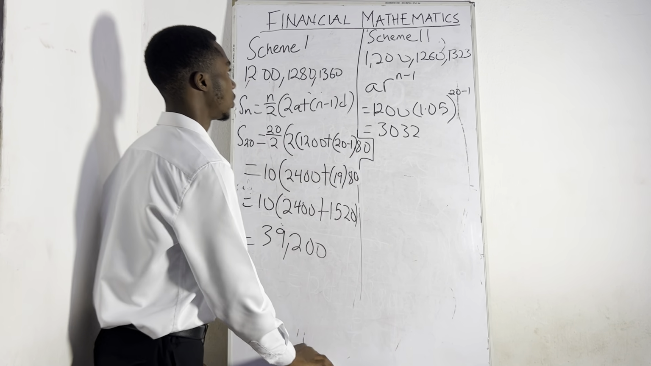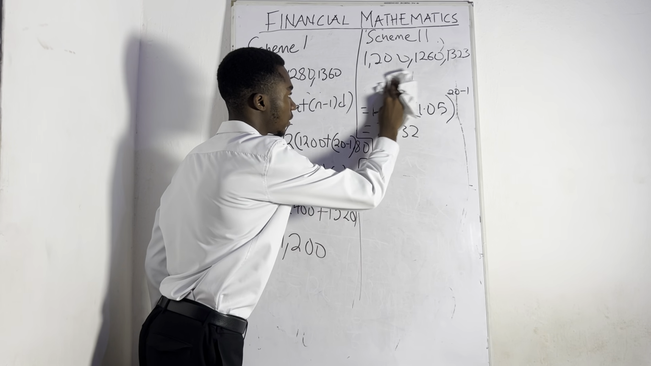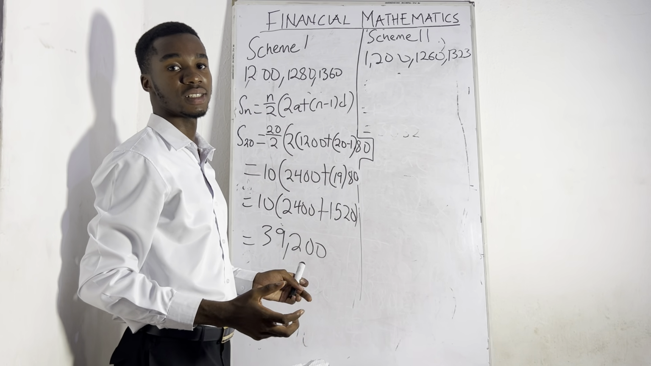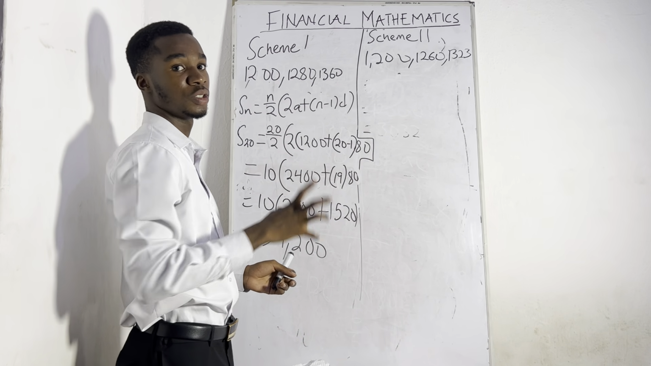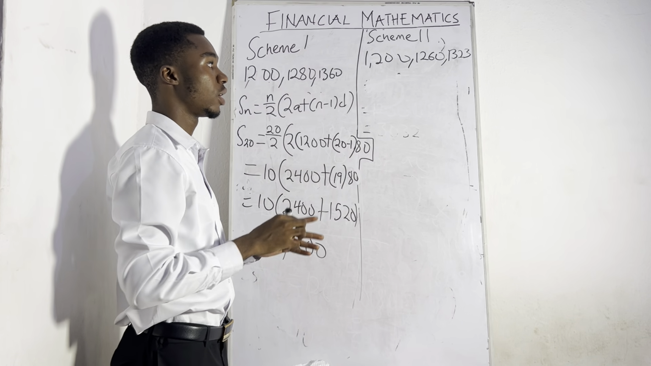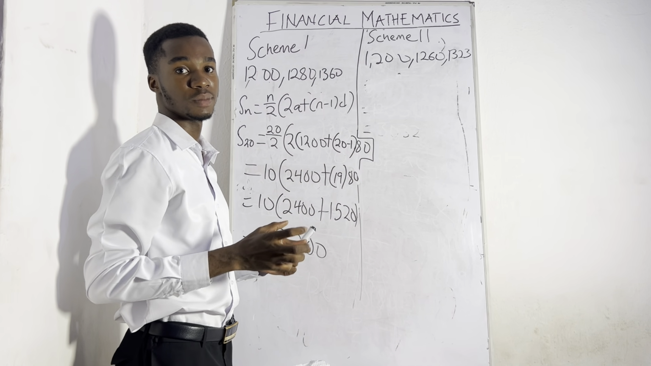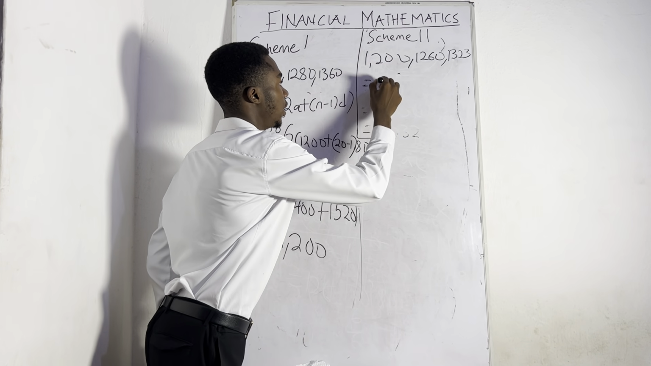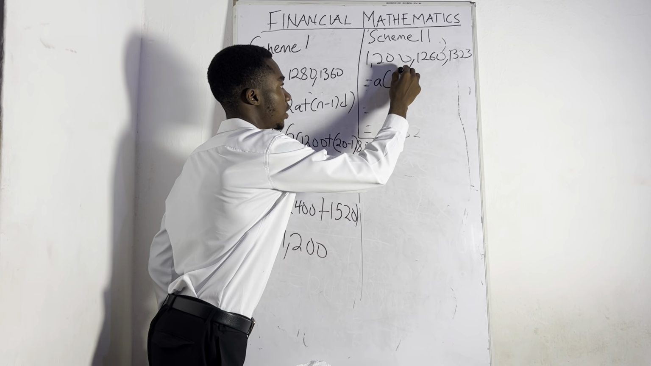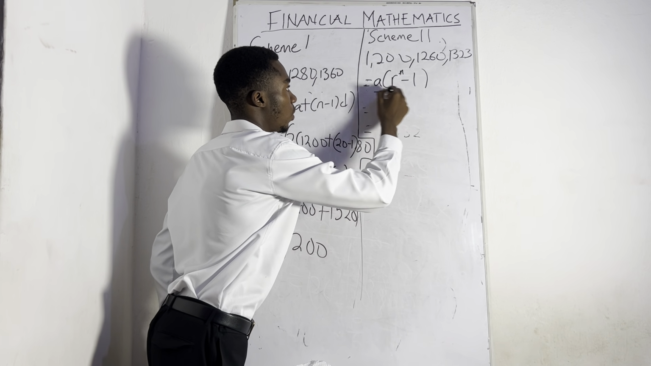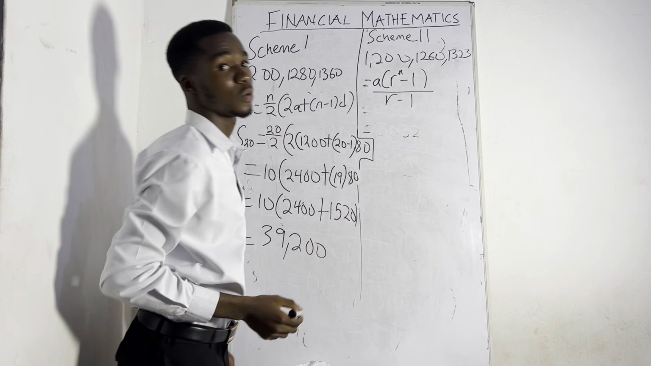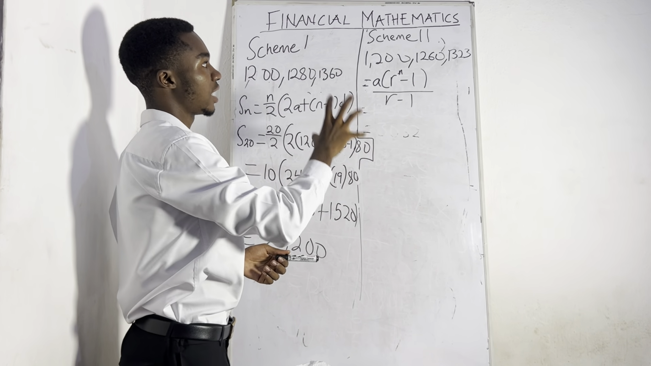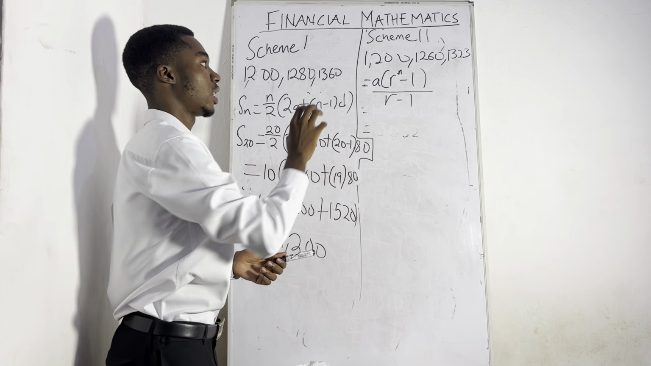How do we do for scheme 2? So let me just clean this part. So now we move on to scheme 2. And scheme 2, we identified that it's a geometric progression because it has a common ratio. And I said for a geometric progression, if you want to find the total number of terms or the summation, you use the formula A into brackets r exponent n minus 1 over r minus 1. Use this formula when the r or the common ratio is greater than 1. This one, we realize that our common ratio is 1.05. That's why I'm using this.